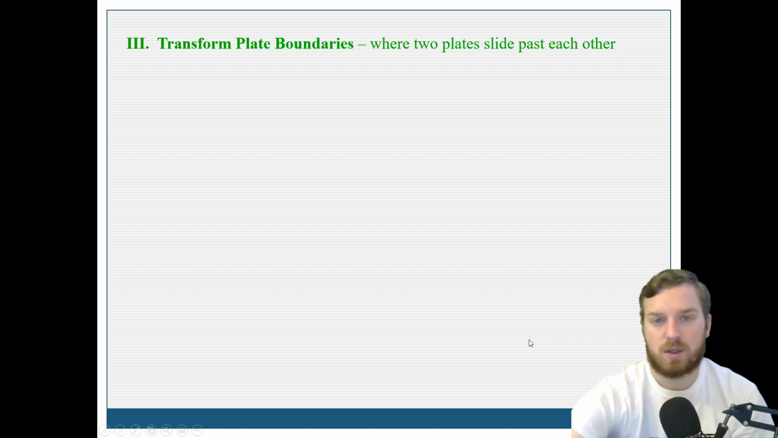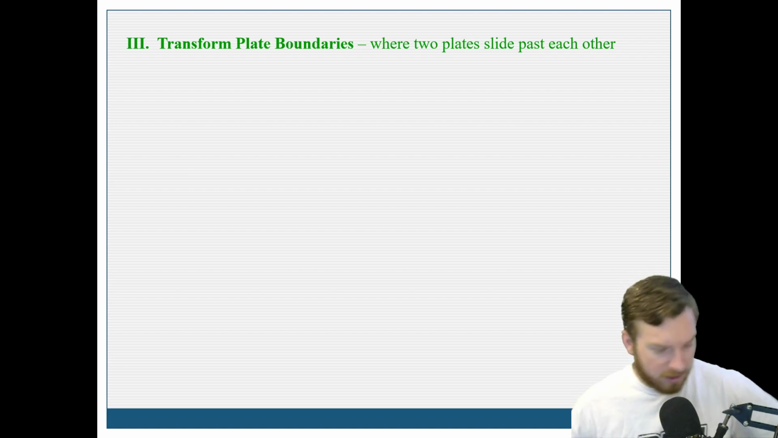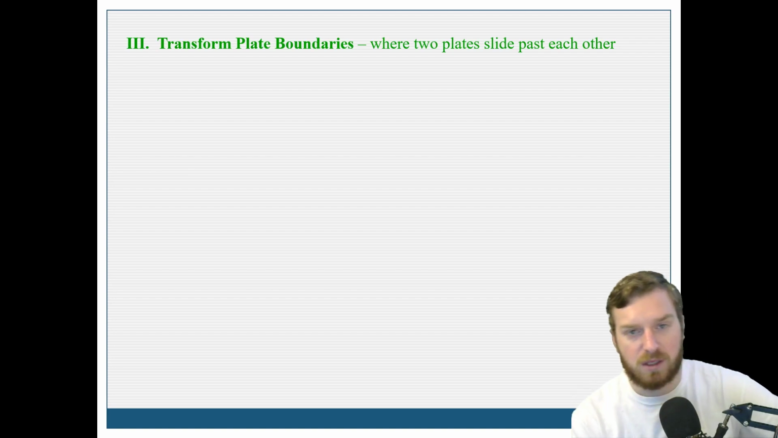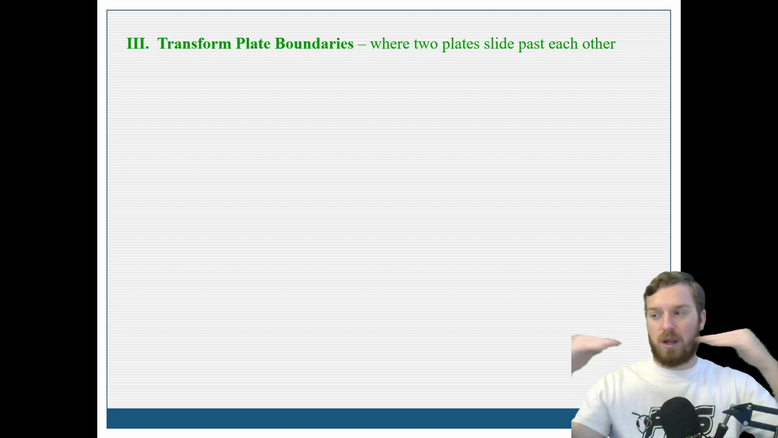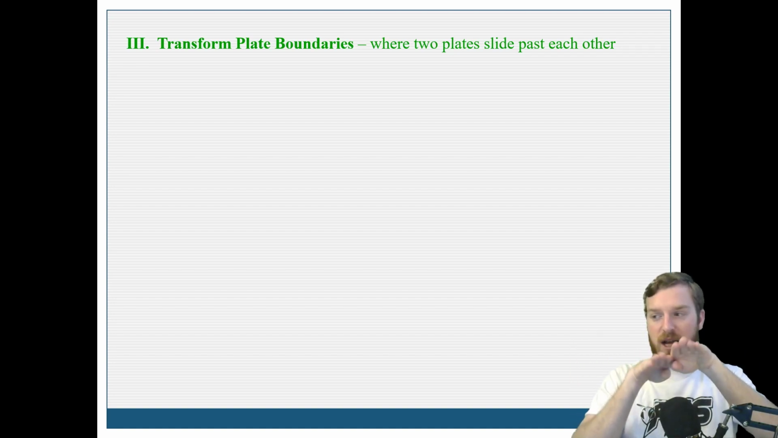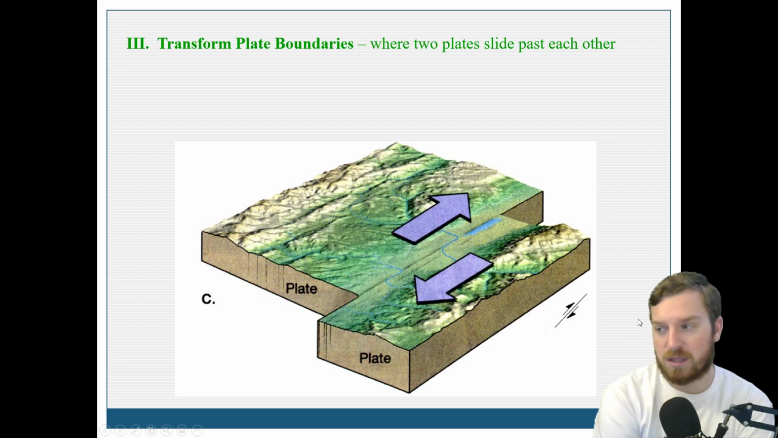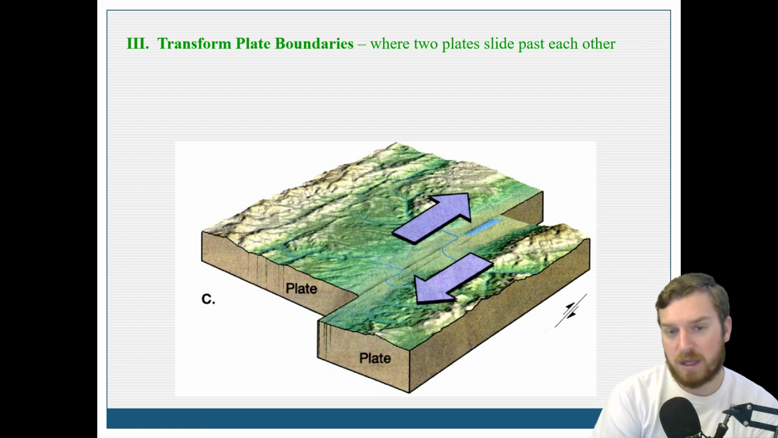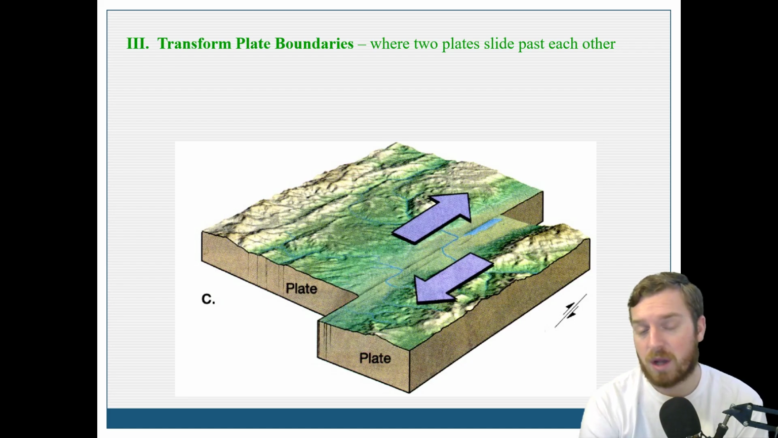And last but not least, transform. Now this one isn't as intuitive to figure out. A transform is when the two plates, instead of going towards each other or away from each other, actually slide side by side. And so they're actually sliding past each other. And so they'll look a little something like this. Now what this does, while it might not build mountain ranges, the key thing that it does is cause earthquakes.